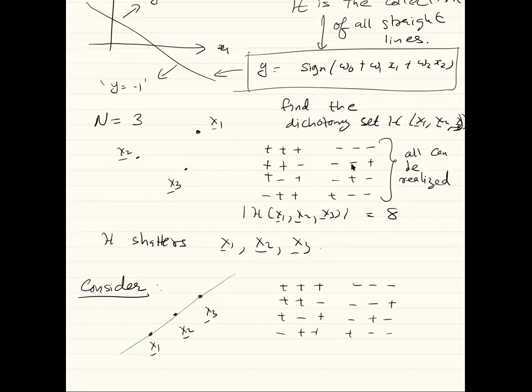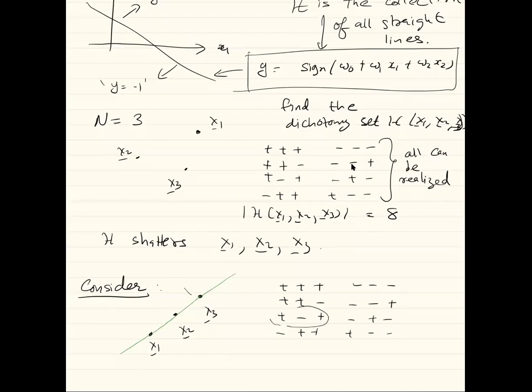Okay. Plus, plus, plus, is this possible? Sure, I can draw maybe a line like this and make everything here plus. So this is possible. Plus, plus, minus, I can draw a line like this, make everything positive here, negative here. So this is possible. Plus, minus, plus, is this possible?